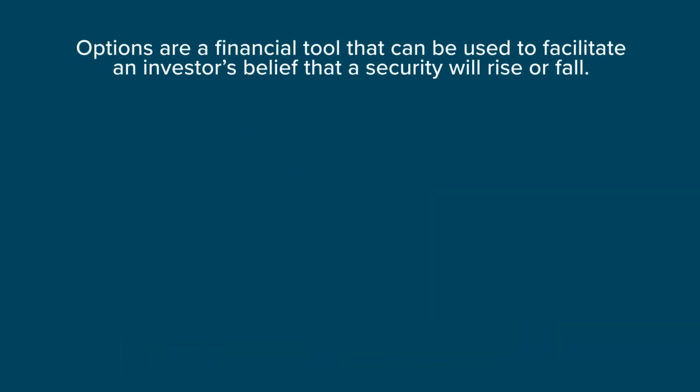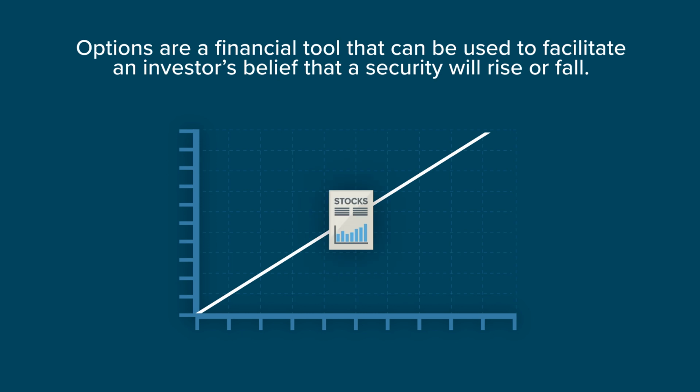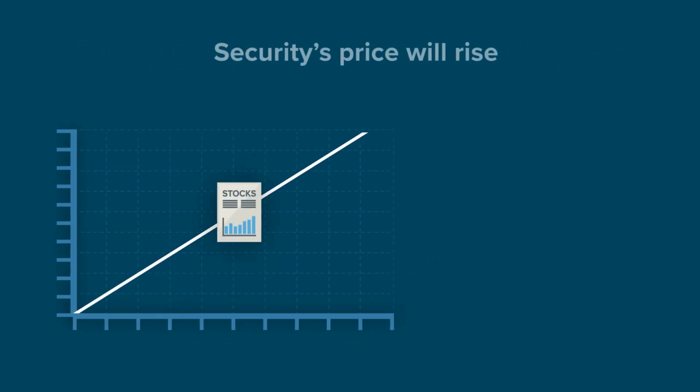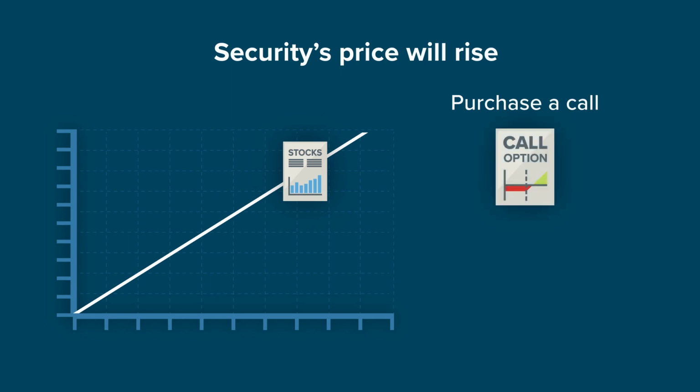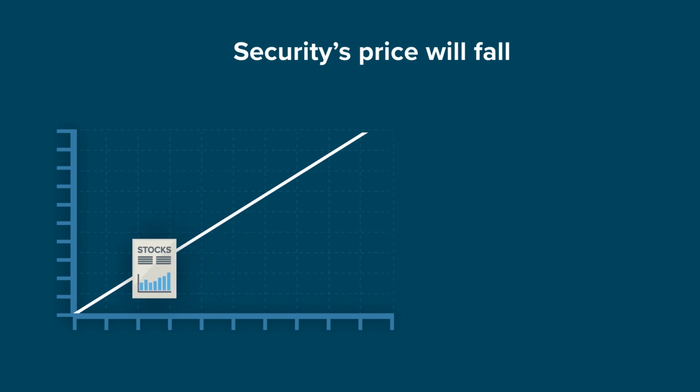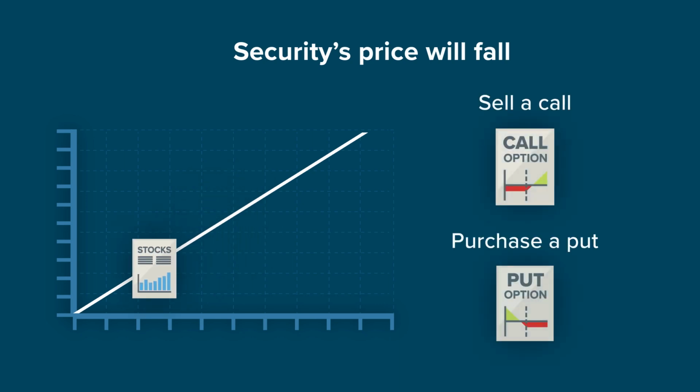Options are a financial tool that can be used to facilitate an investor's belief that a security will rise or fall. In simple terms, a trader who believes a security's price will rise may purchase a call or sell a put. Conversely, if they believe the security will fall, then they may want to sell a call or purchase a put. This will be illustrated later in the lesson.